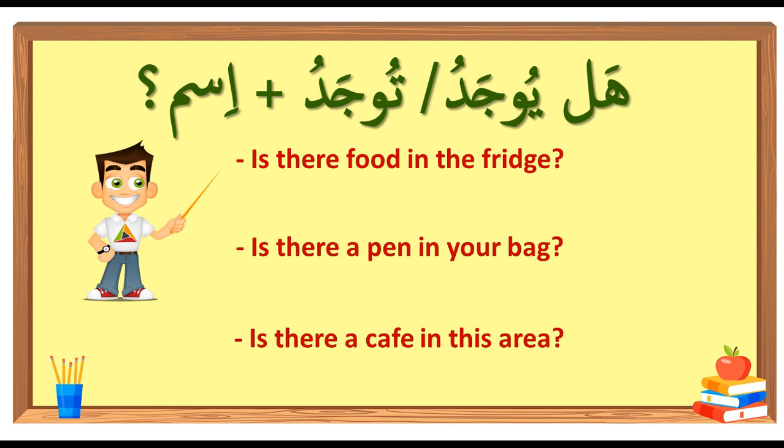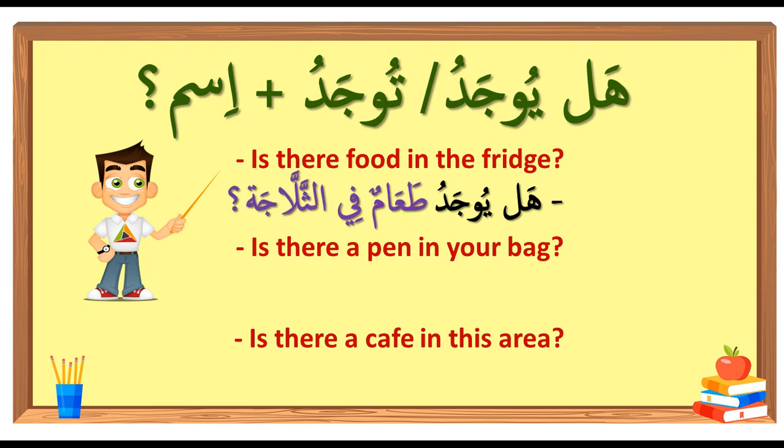Okay, so is there food in the fridge? So first we say هل يوجد. Is there طعام في الثلاجة. هل يوجد طعام في الثلاجة. Is there food in the fridge. We said يوجد because طعام is a masculine word in Arabic language.